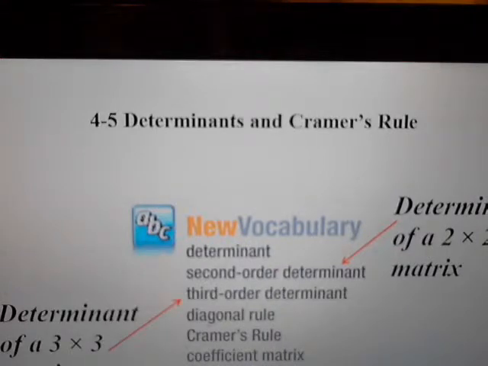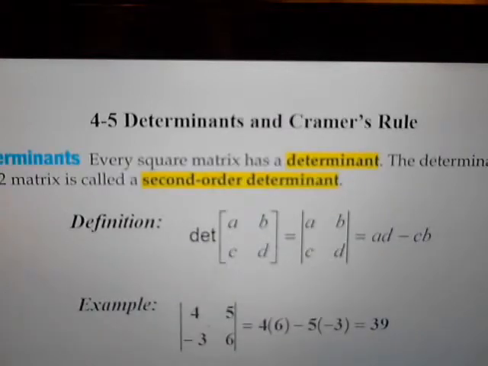And then a third order determinant is a determinant of a 3 by 3 matrix. Then we've got the diagonal rule, which is how we find a determinant. And then using those determinants in Cramer's rule. And then we use a coefficient matrix in Cramer's rule. So moving forward, here's Cramer's rule.